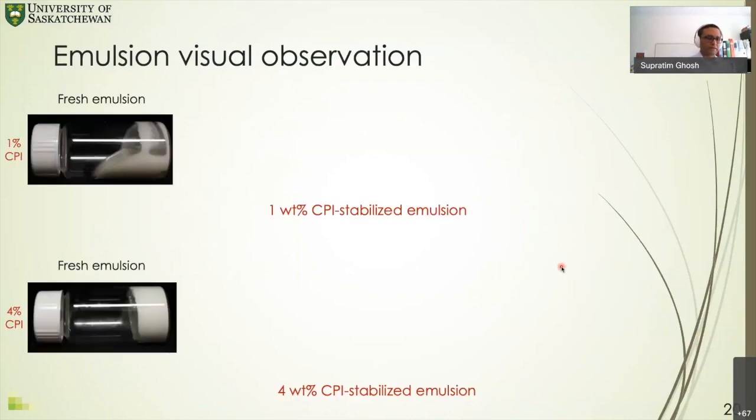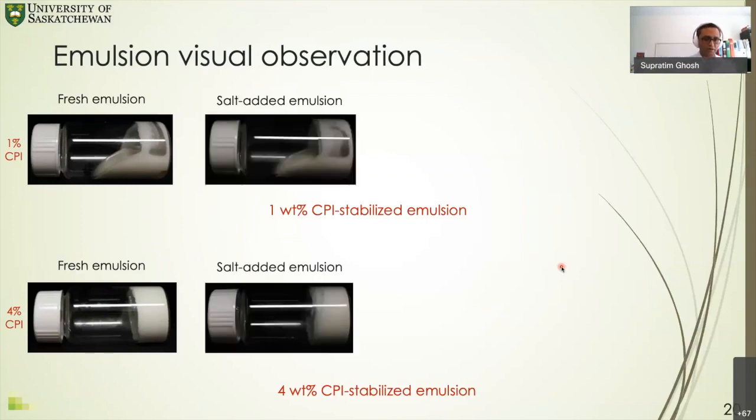So straight away, I'm just showing you data for 1 and 4% canola protein stabilized emulsion. The 1% emulsion was viscous because it has 50% oil, but still flowable. So it can flow. However, the 4% CPI emulsion was a really strong gel. Now why? We will look at some of the data later.